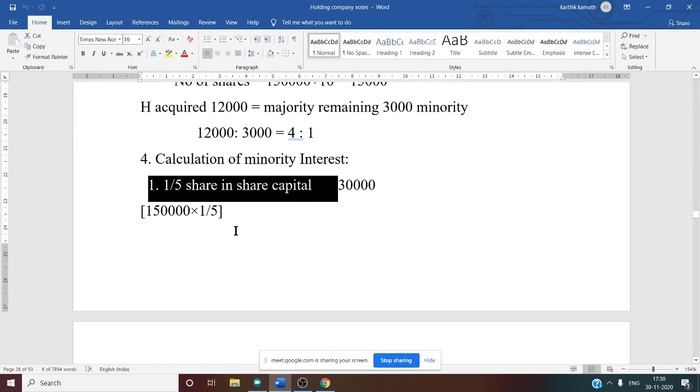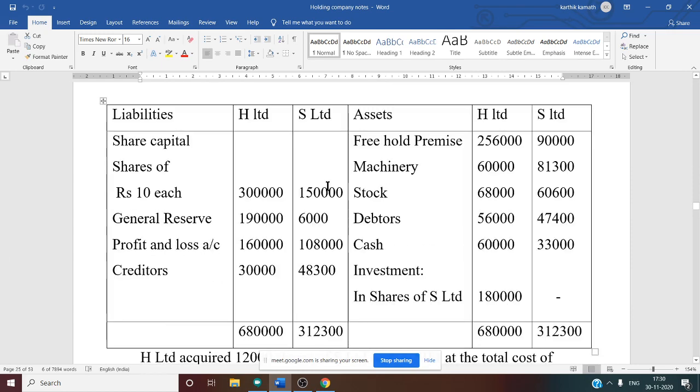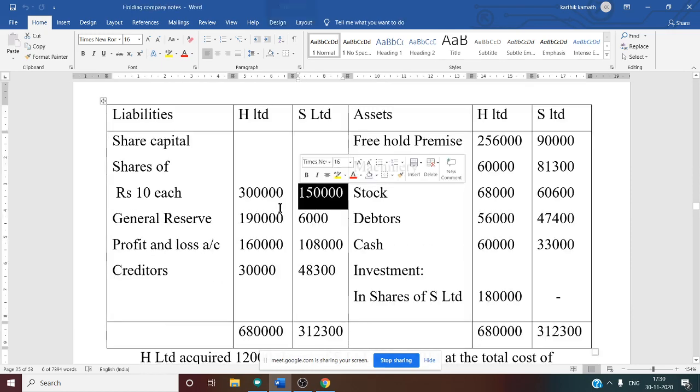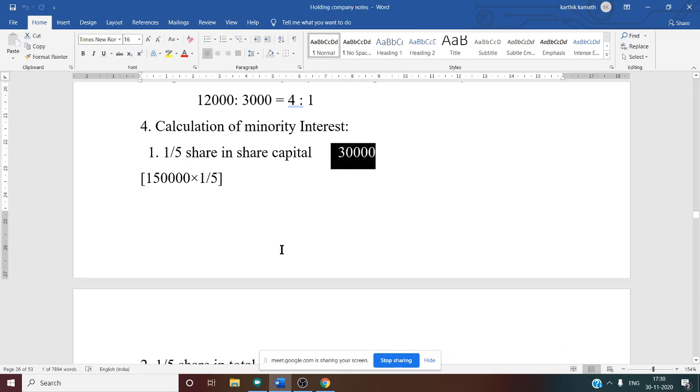See here we have to write only 1 by 5 share capital. So it is understood share capital means share capital of subsidiary. So what is the share capital of subsidiary? That we have to see in the balance sheet. Share capital of subsidiary is 1,50,000. So on 1,50,000, 1 by 5 shares belong to minority. So take 1 by 5. 1,50,000 into 1 by 5 is equal to 30,000. So this is 30,000 for the first answer.